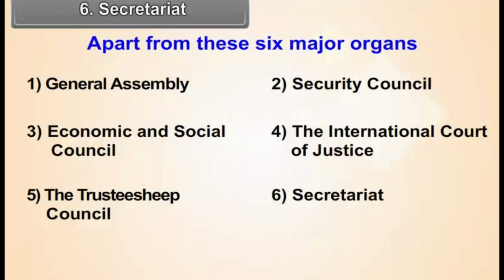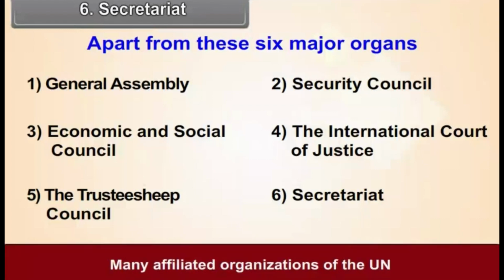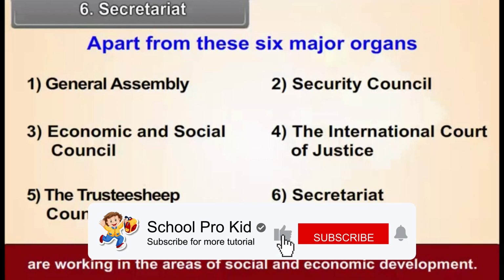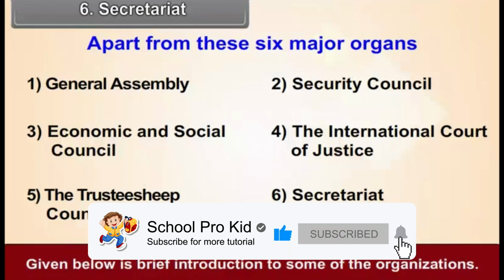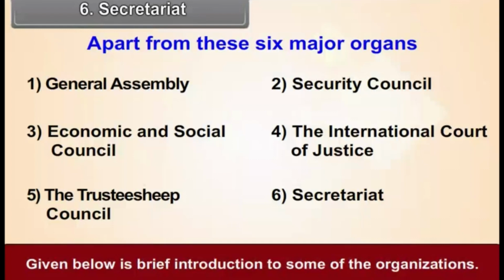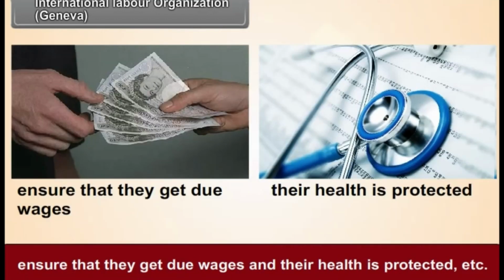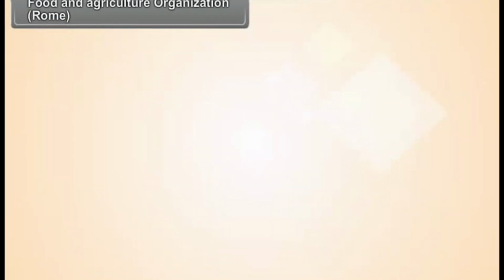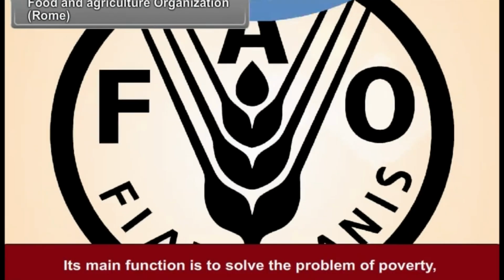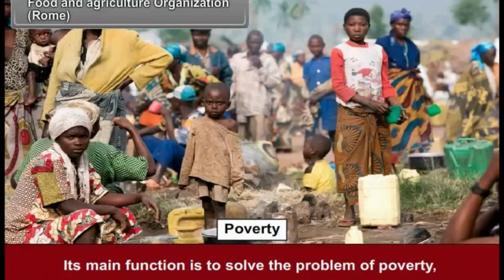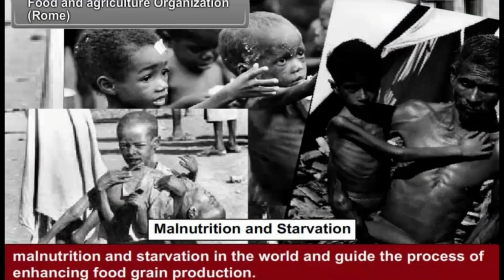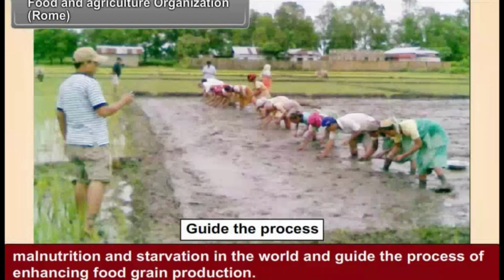Apart from these 6 major organs, many affiliated organizations of the UN are working in the areas of social and economic development. Given below is a brief introduction to some of the organizations. International Labour Organization, Geneva. Its main function is to try to improve the condition of workers, ensure that they get due wages and their health is protected, etc. Food and Agricultural Organization, Rome. Its main function is to solve the problem of poverty, malnutrition and starvation in the world and guide the process of enhancing food grain production.